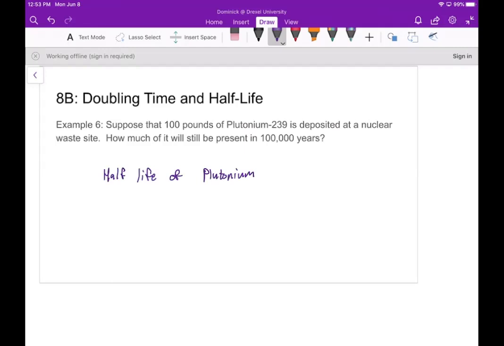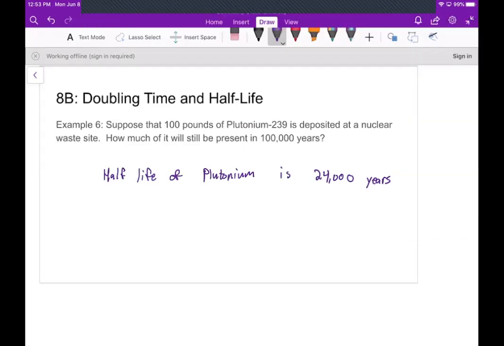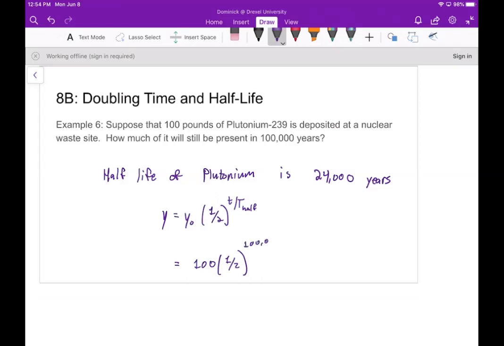So let me pause it and I'll look that up real quick. Okay, so the half-life of plutonium is 24,000 years. Now if we deposit 100 pounds, then we're going to plug it into our formula. And then we're going to get 100 pounds times 1/2. Now we want to know how much is present in 100,000 years.